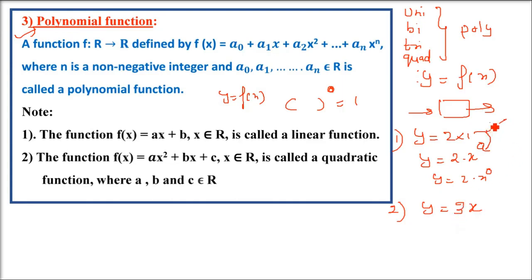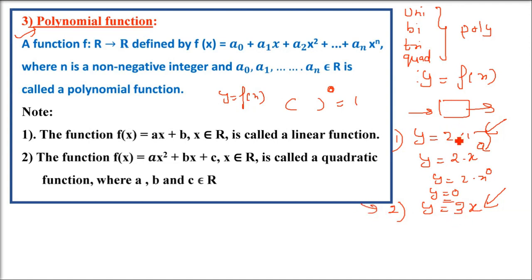Now change the value of the power of x. I am changing the degree. First it had a degree of 0. Now the degree of x is 1. We have y equals 0 also. This is called a zero polynomial. Sometimes you get y equals 0, and this polynomial also has a name: it's a zero polynomial. Then y equals 3x.